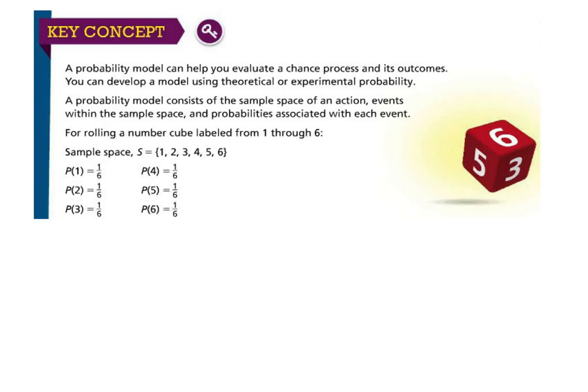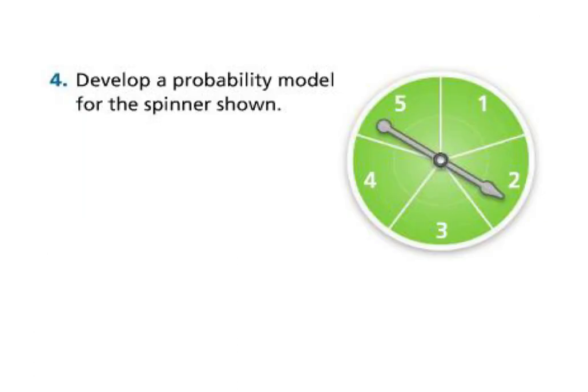Okay, on here, this is just giving you an example of what your whole lesson is going to be about. So if you want to read over this, you can. I'm just going to go ahead and push forward. Let's begin now on page 376 with that first problem, guys. Number 4, develop a probability model for the spinner shown. Well, go back to your vocab. What is a probability model? That's important. If you don't know that, we can't answer this, right?